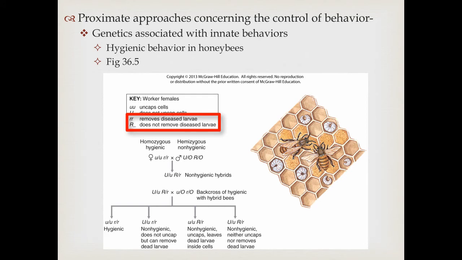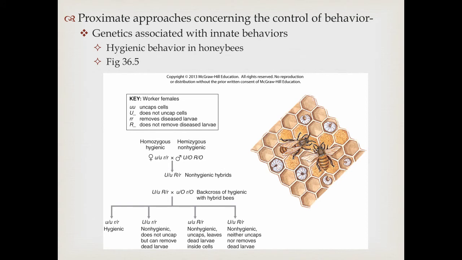There's a second gene with multiple alleles that says, well, once it's uncapped, what do you do with the larva that's inside? Do you remove it, or do you fail to remove it? And you can see that if you do some genetic crosses of individuals that are homozygous for hygienic, and then those that are non-hygienic, and they're called hemizygous here because honeybees have a very bizarre genetic system where the males only have half the amount of DNA, and so they only have one of each of these, so they're haploid. But regardless, you see that the normal behavior is associated with having two recessive alleles, the lowercase alleles here.